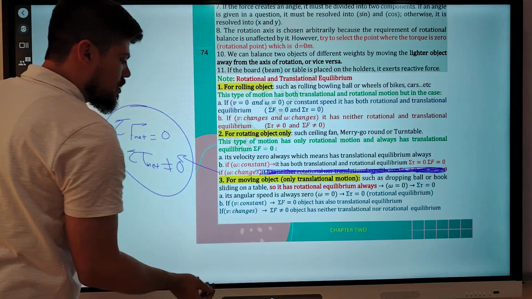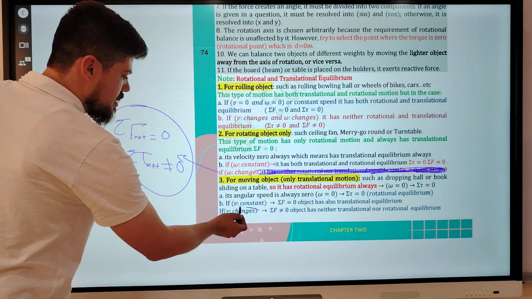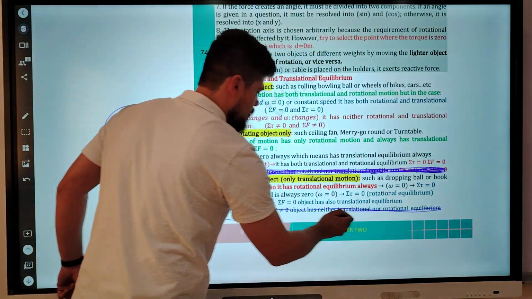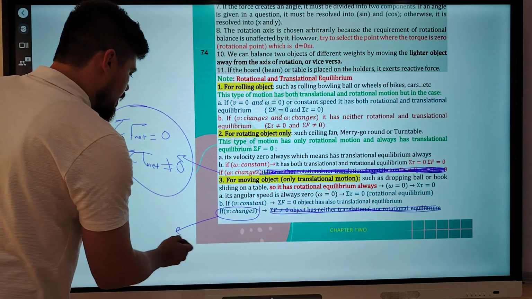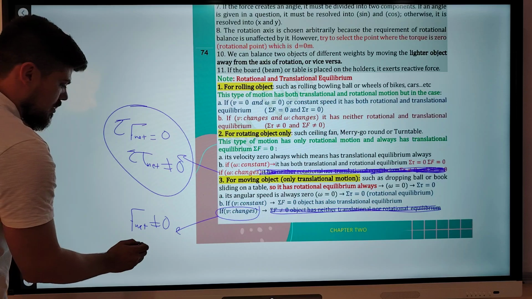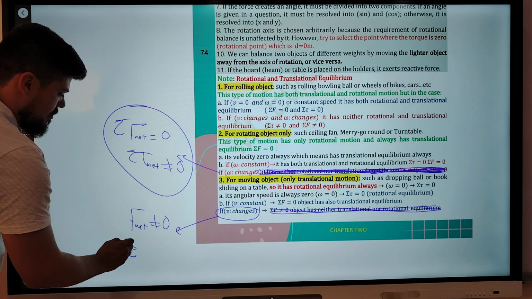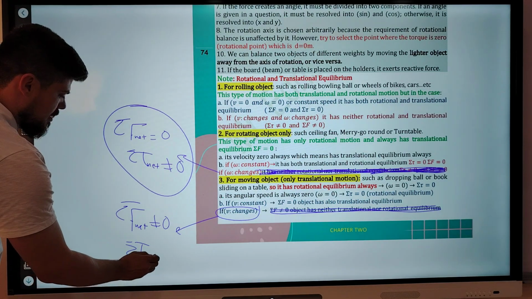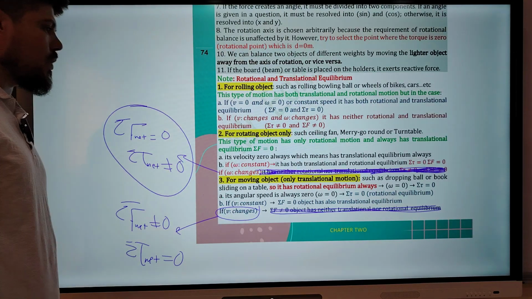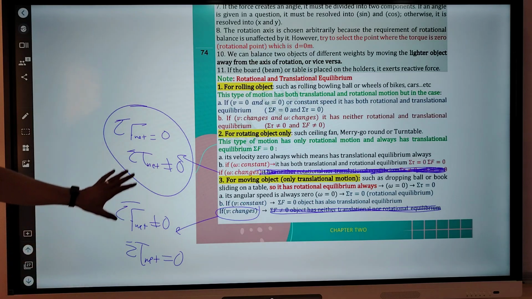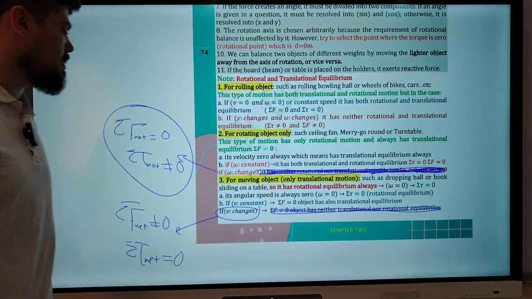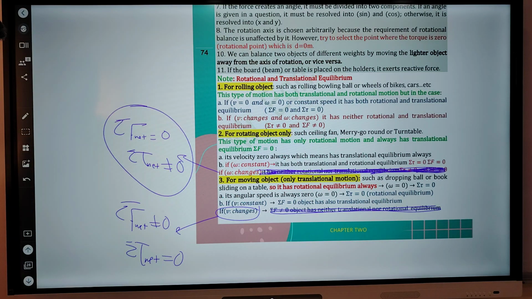For the moving object only also, if velocity changes, this is wrong, okay? Remove this please. If velocity changes, net force is not equal to 0, it has no translational equilibrium, but has rotational equilibrium. Okay? Opposite of this one. Please correct this because I made a mistake, sorry. Remove these two sentences and instead write down this.